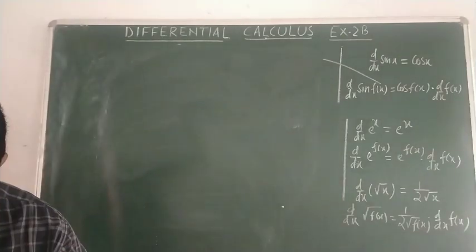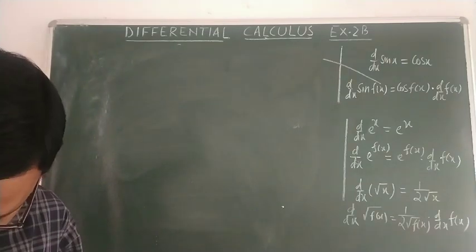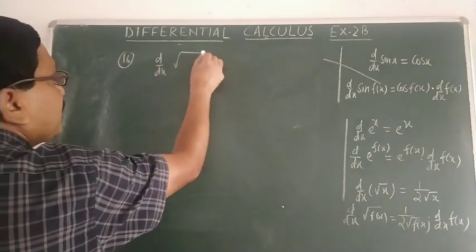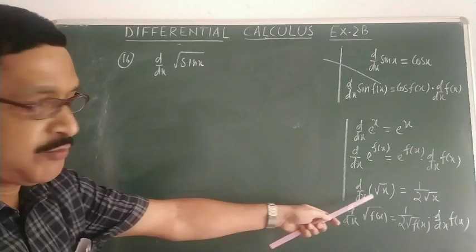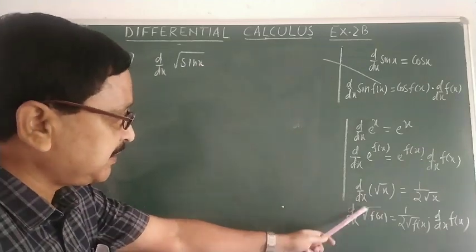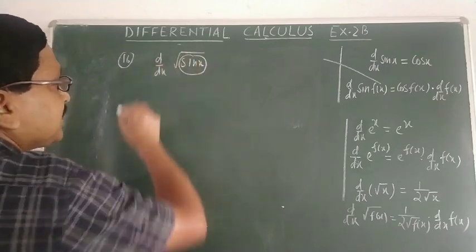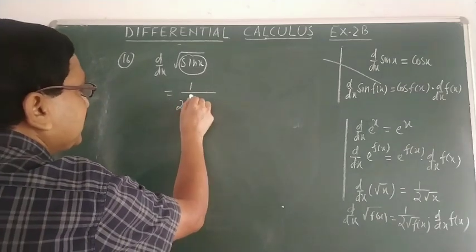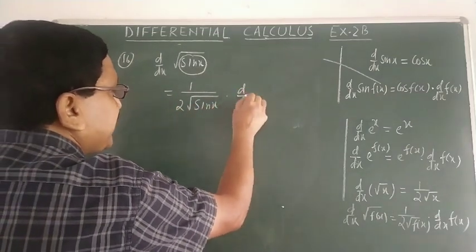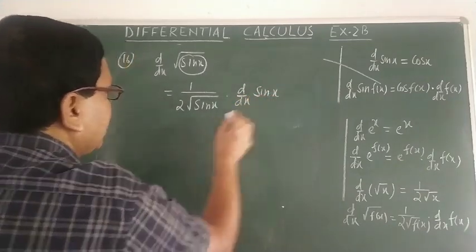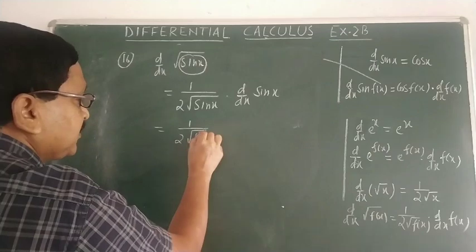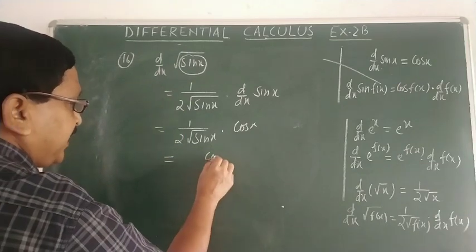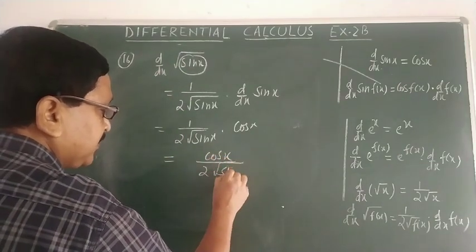Again moving towards another problem, let me select question 16, d by dx of root sin x. Now again this formula will come in action, but in place of x we have got f(x). This is your f(x). Root f(x) gives 1 by 2 root f(x) into d by dx of this sin x. So this is 1 by 2 root sin x, and d by dx of sin x is cos x, so this is your final answer, cos x by 2 root sin x.